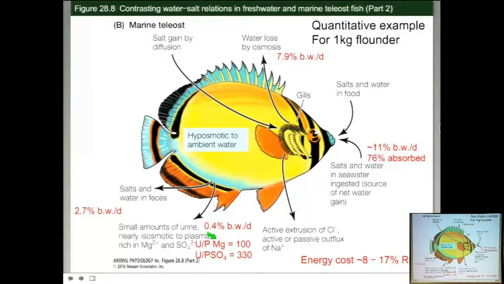The energy cost of this is somewhere between 8 and 17% of their resting metabolic rate. So the marine organisms have to use more of their energy to maintain their salt and water balance than the freshwater animals do. And again, it's about 2 to 1, which is very close to what the difference is between the osmotic gradients between the two types of animals. So that all makes sense.